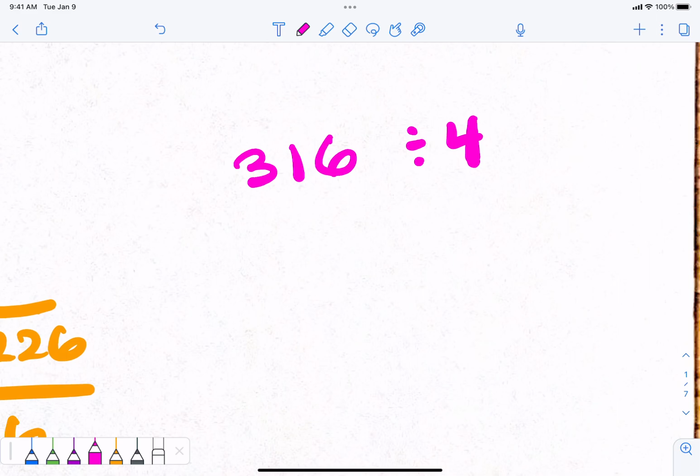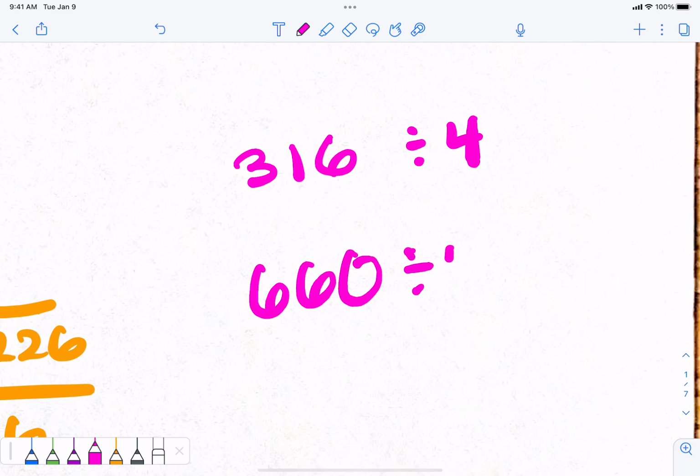Try this one. 4, 8, 12, 16, 20. Okay, let's go, 660 divided by 4. That's not that long, but. Oh my gosh. I don't know how many. Both things I do.